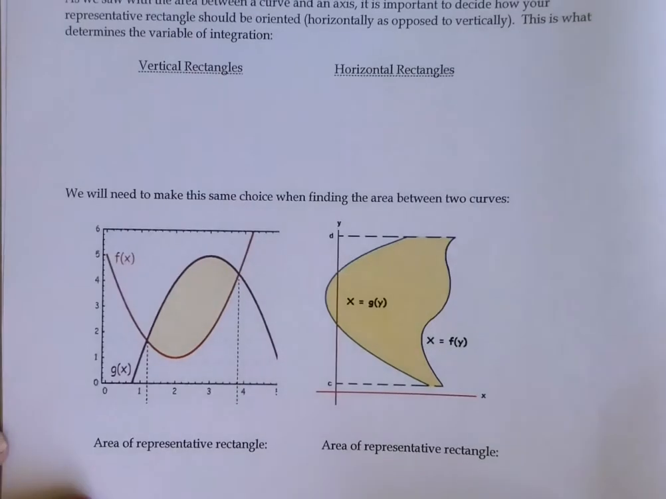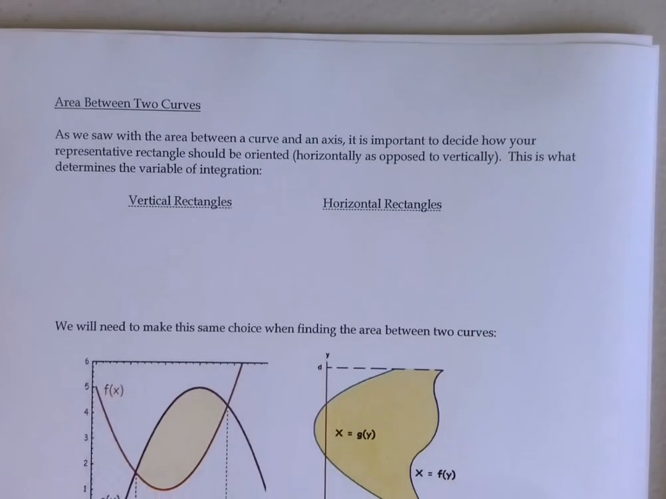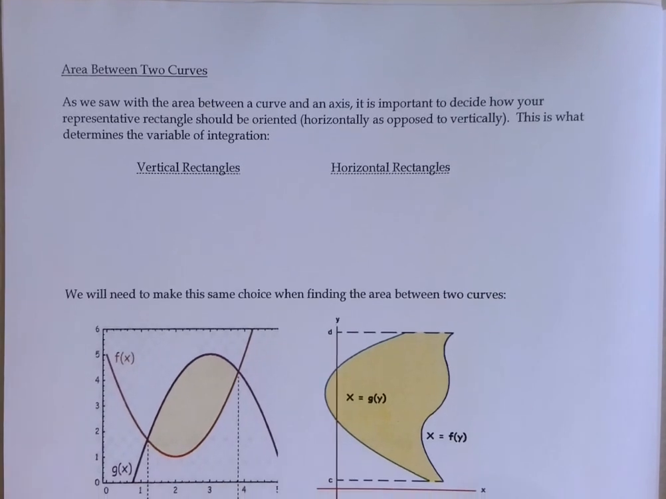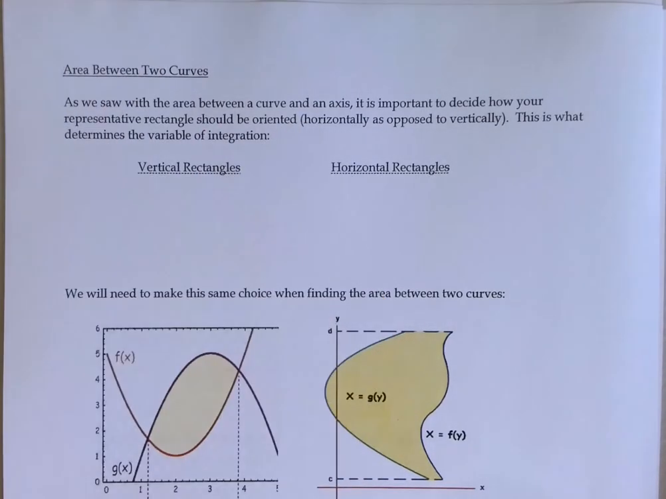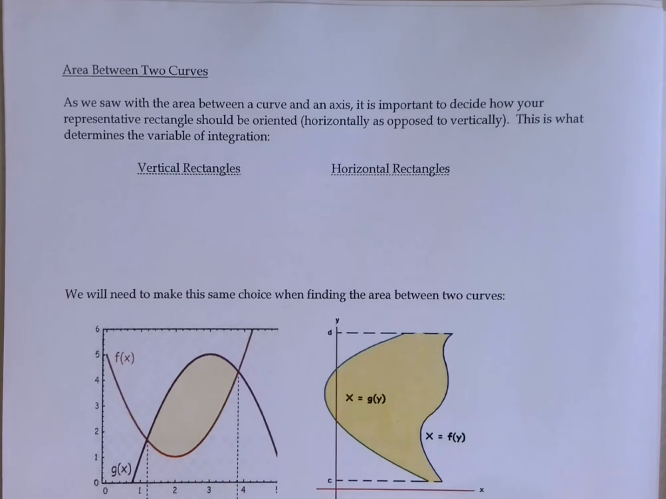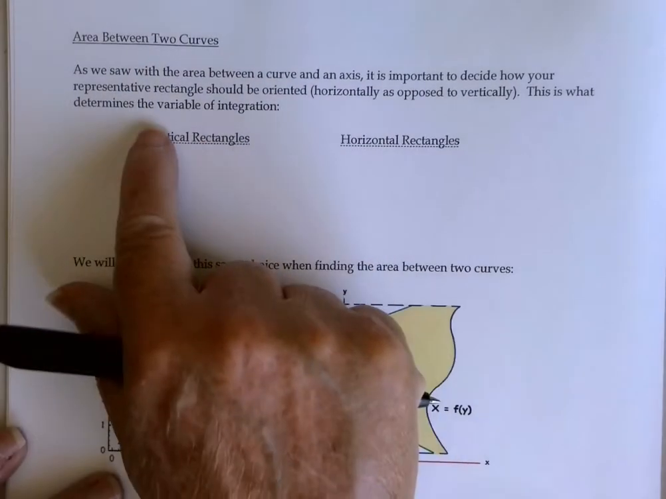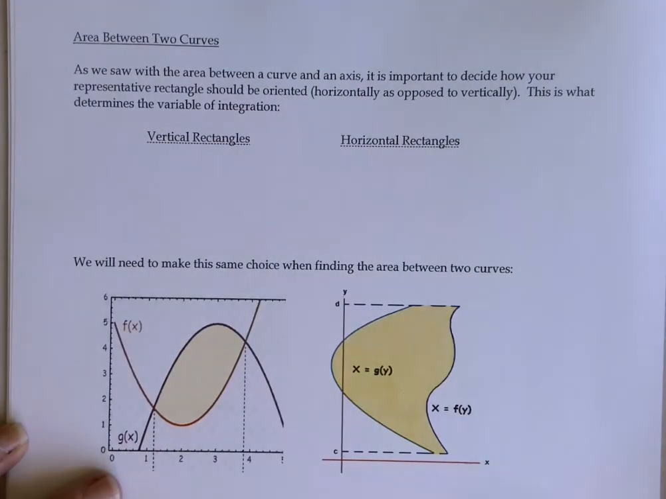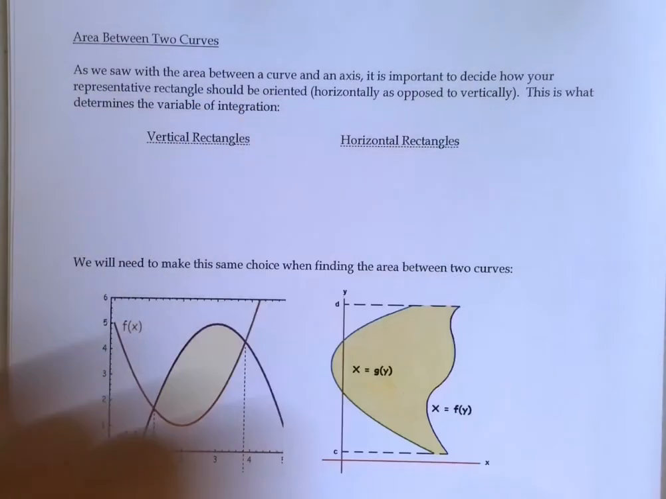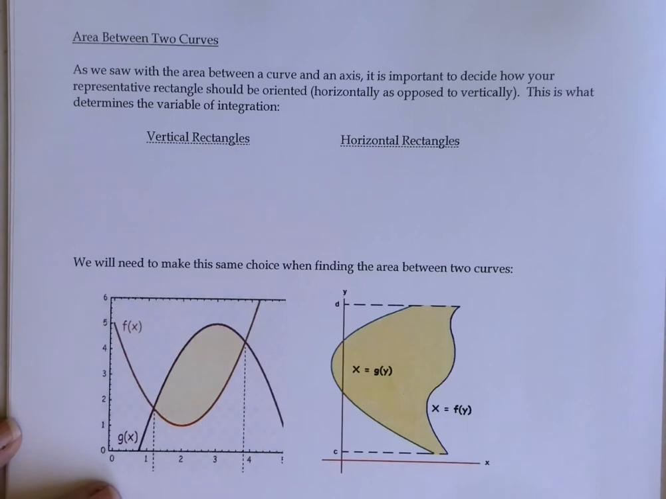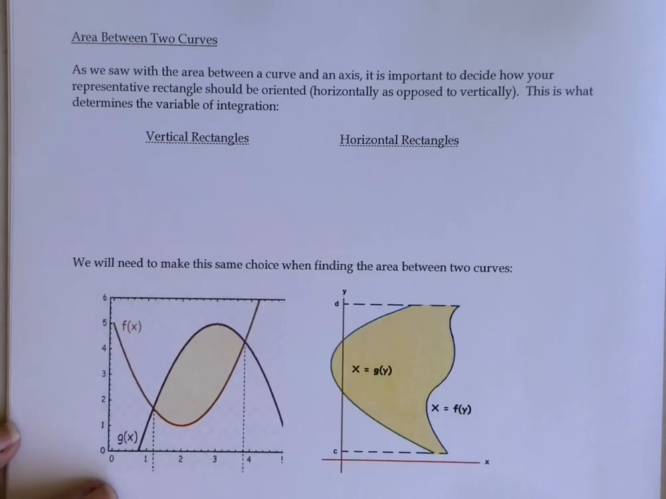All right, we're going to go up a step in complexity. Instead of finding the area between a curve and either the x or the y-axis, we're now going to look at how to find the area between two curves. Before I do that, let's just remember that, as we saw before, with the area between a curve and an axis, it's important to decide how your representative rectangle should be oriented, either horizontally or vertically. That's what determines the variable of integration.